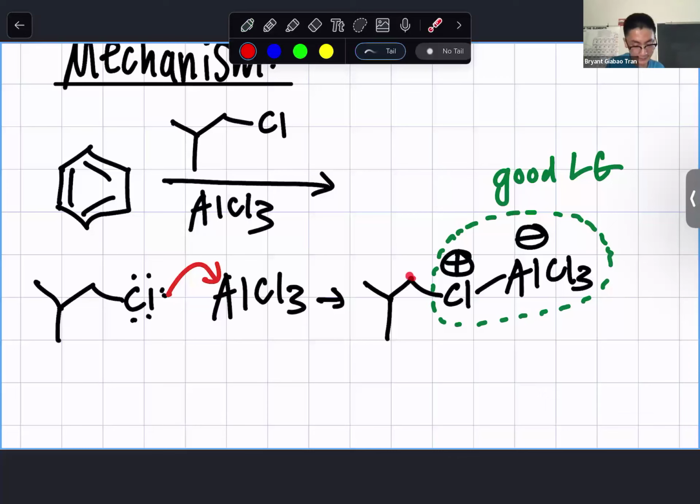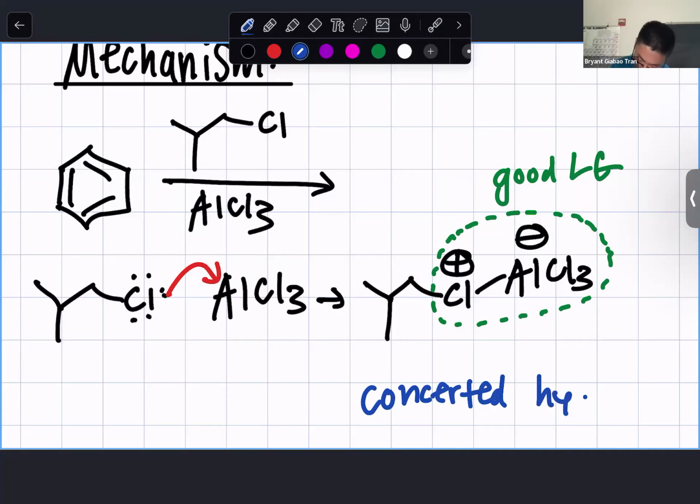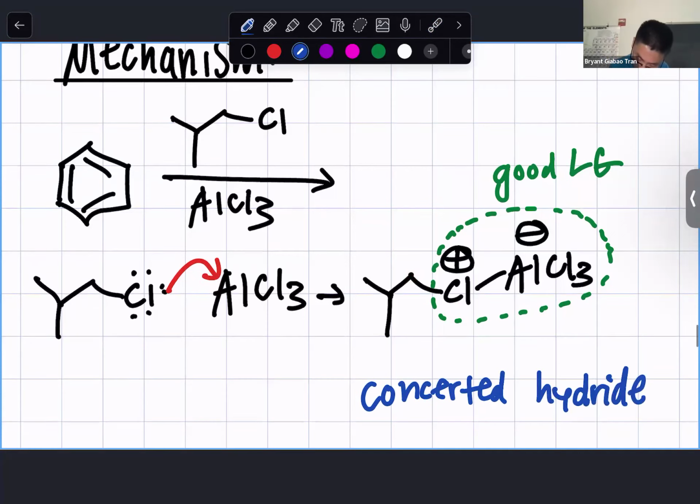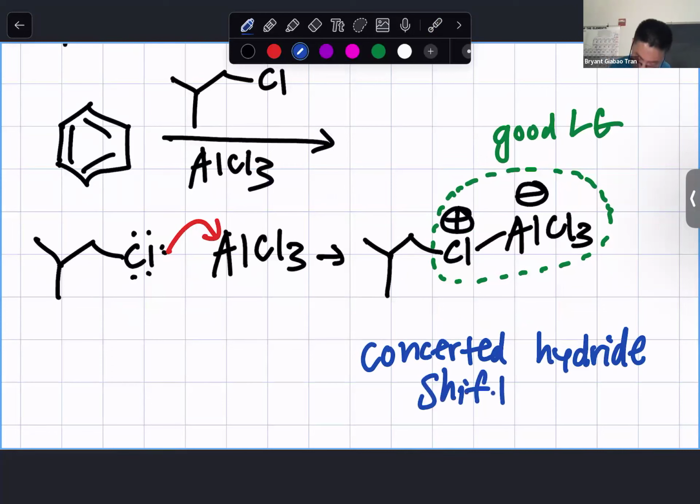But in this case, since this is a primary substrate, it cannot leave by itself first. This is going back to like 118A. Instead of leaving by itself first, this is going to do something called a concerted hydride shift, where we know that if it leaves, it's going to form this primary carbocation, but that cannot exist. So what happens instead is that this hydrogen right here nearby is going to shift over there and kick out the leaving group at the same time.